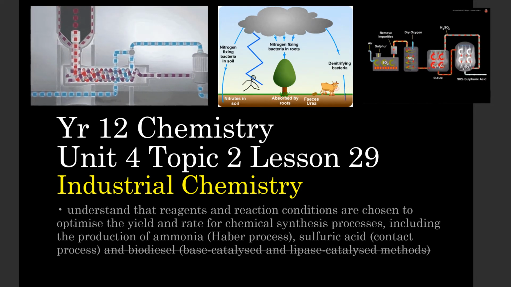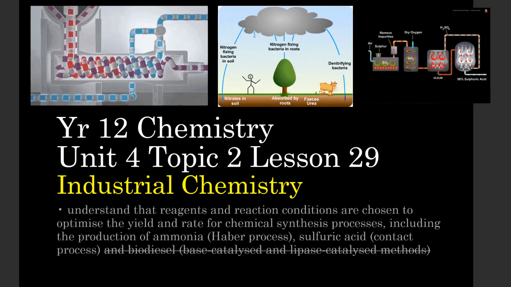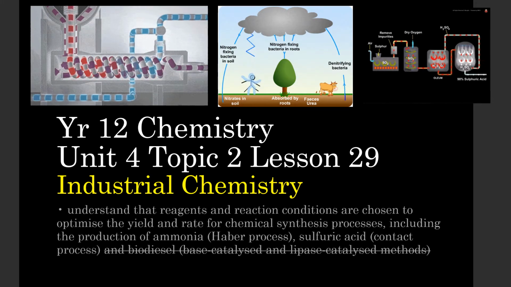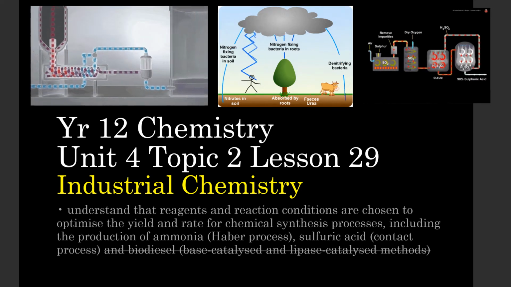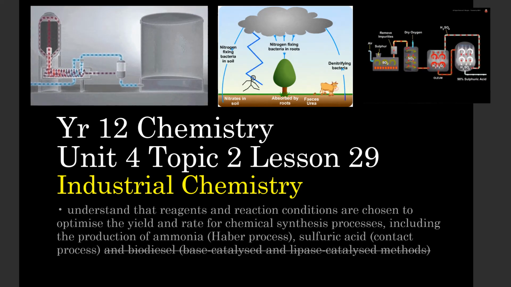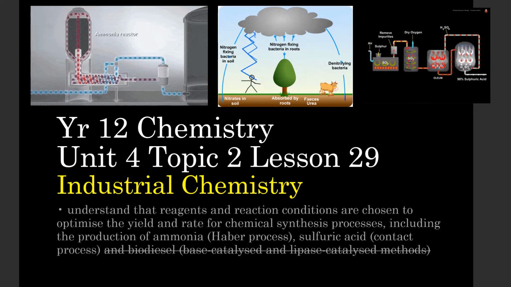We're looking at this idea that reagents and reaction conditions are chosen to optimize the yield as well as the rate for chemical synthesis processes. So there's a compromise between equilibrium position and rate of reaction. Today we're looking at the synthesis of ammonia, called the Haber process, which was done over 100 years ago now, and sulfuric acid, which is the contact process.